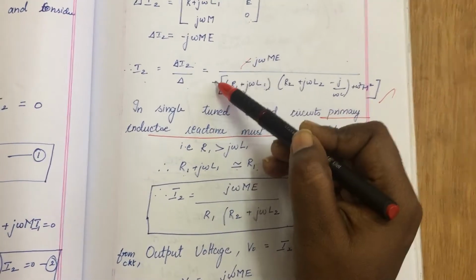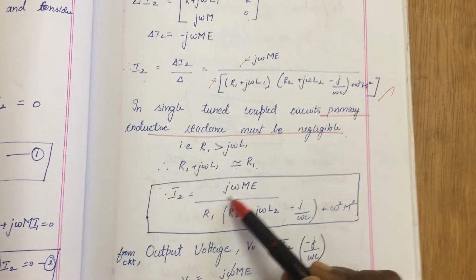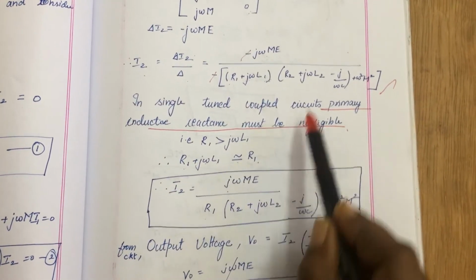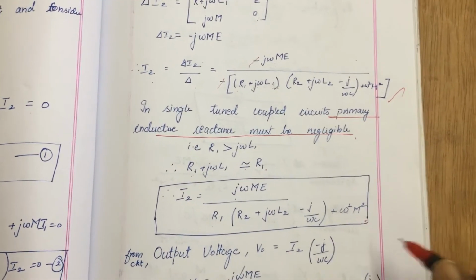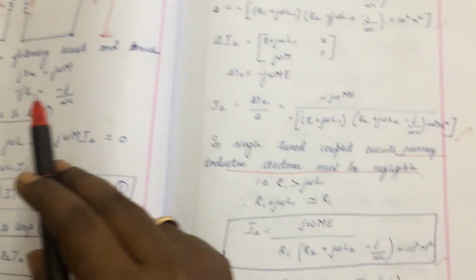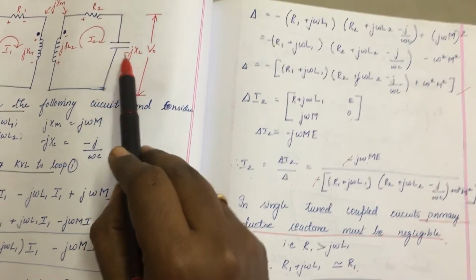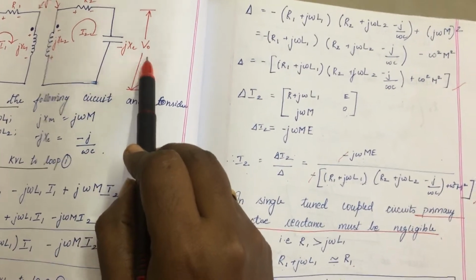This minus and minus will get cancelled, so this will become R1. All the other terms will proceed in the same way. So I have obtained my I2. Now I have to find my V0.